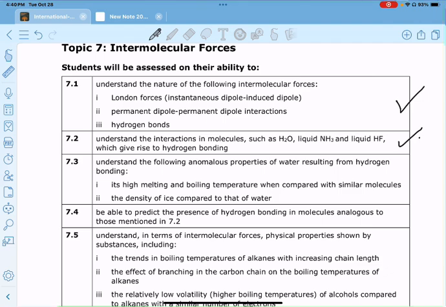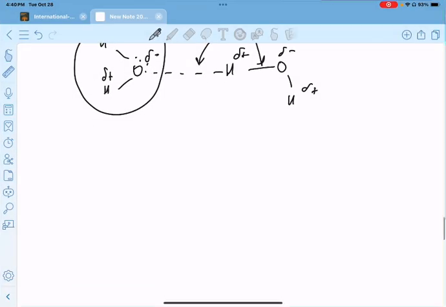So next part, understand the following anomalous properties of water resulting from hydrogen bonding, and these two properties are given, okay? Let's look at what these are. So the anomalies in water are due to two reasons, okay?